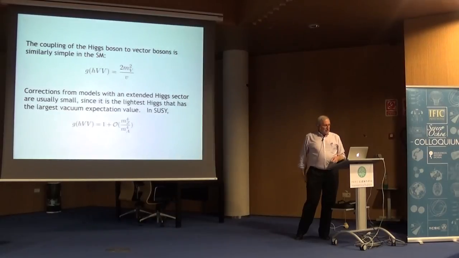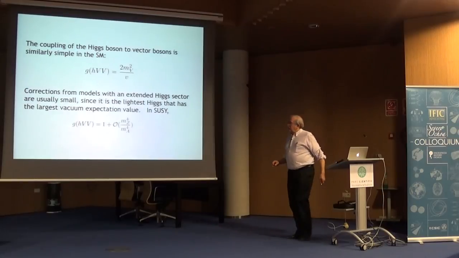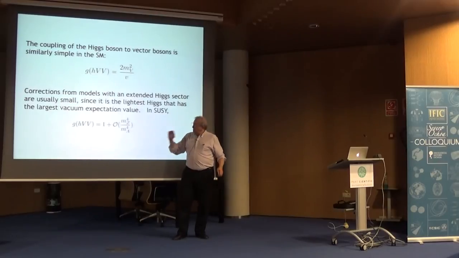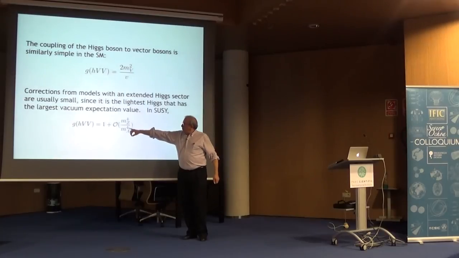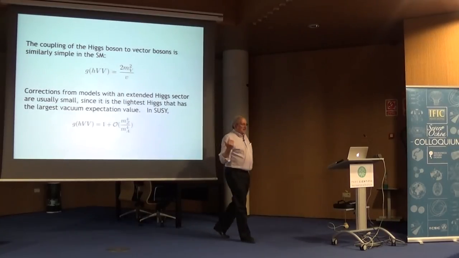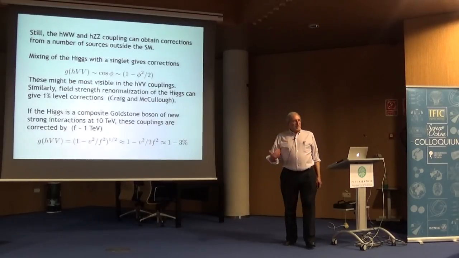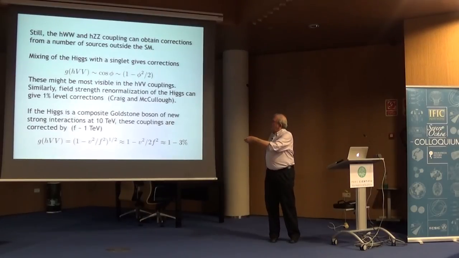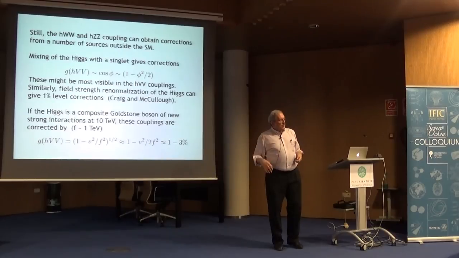The coupling of the Higgs boson to vector bosons is very simple in the standard model. It turns out in supersymmetry, the correction is suppressed. It's not 1 over the heavy particle mass squared, but actually to the fourth. But this is a good thing, because there are lots of other models that predict corrections in this channel. So these corrections are order 1 over m squared, as you see. And so those would be present in those models, whereas they would be absent in supersymmetry.